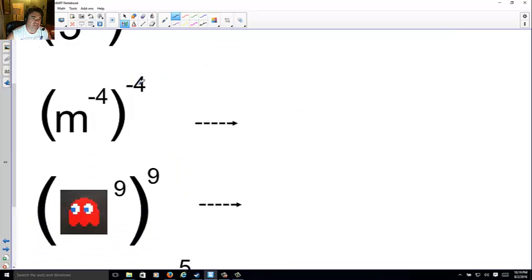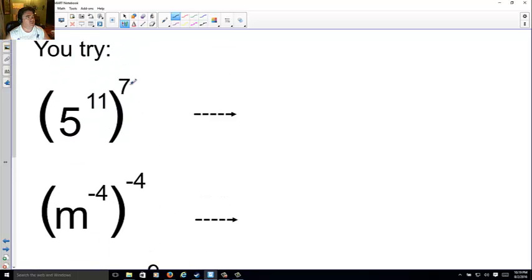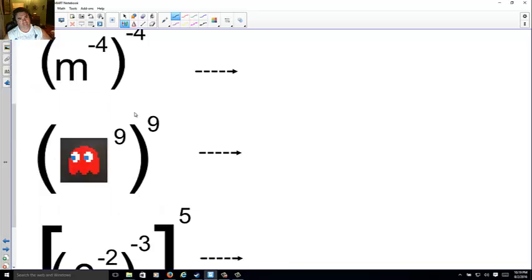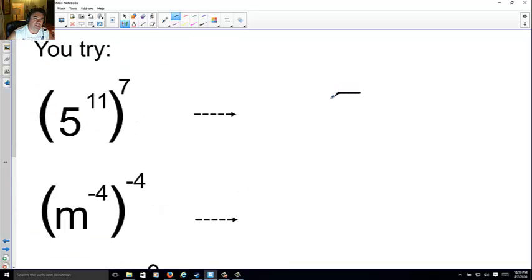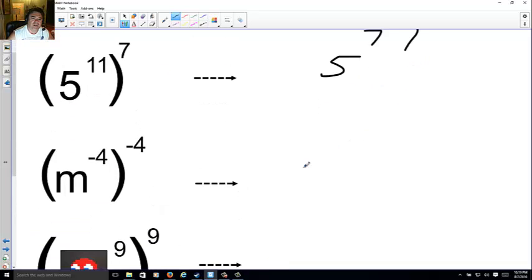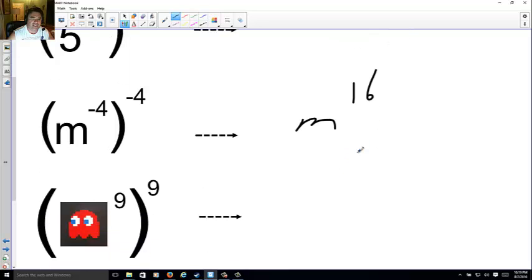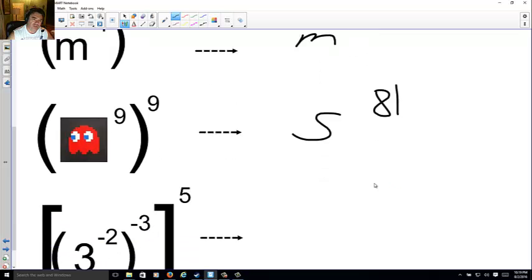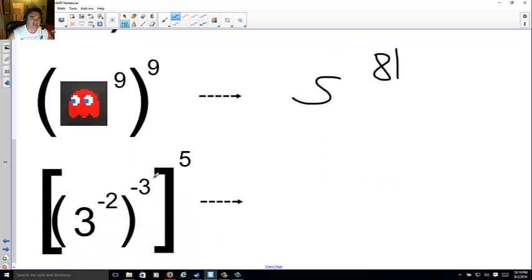You try these 2 and then do the other 2. Try these 2. I'll try the next 2. Let's see how you do. Hopefully here you have 5 to the 77th. You have m to the positive 16th. You have Speedy to the 81st. And you have negative 3 times negative 3, which is positive 6, times 5 is 30. So 3 to the 30th.